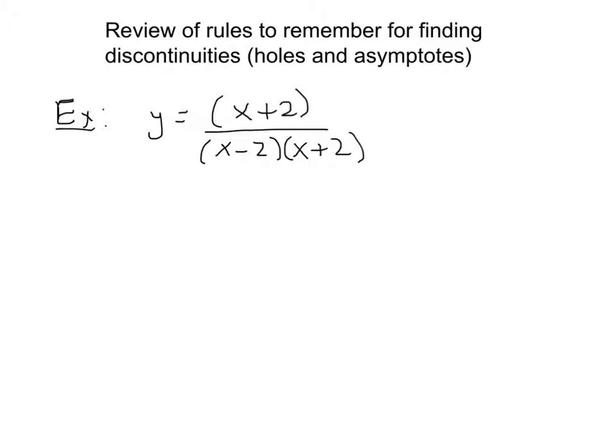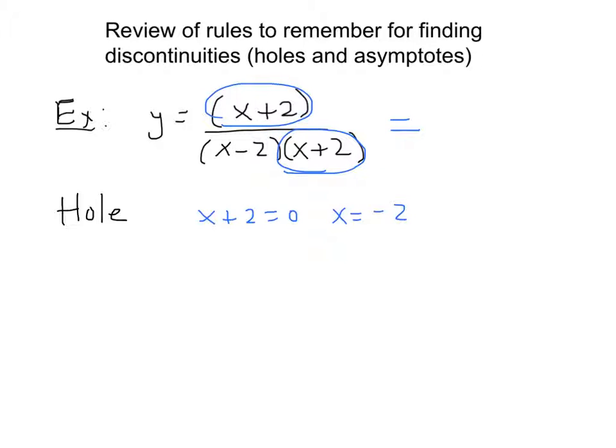So the first thing I'm going to look for is any holes. Holes are found anywhere that there is a common factor in the numerator and the denominator. And I notice that I have x plus 2 in the numerator and x plus 2 in the denominator. So I'm going to set that common factor equal to 0 to find the x value of my hole. And then I'm going to look at what's left of the equation. Well, when I factor out those two like terms, I'm going to have 1 over the quantity x minus 2.